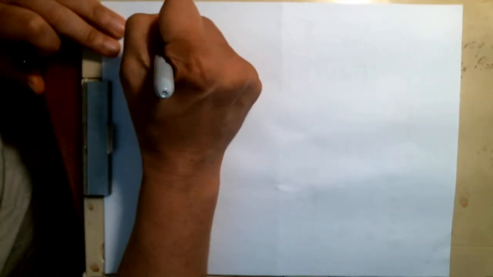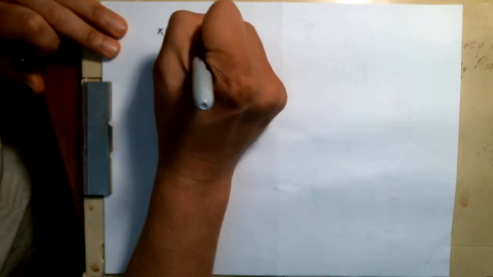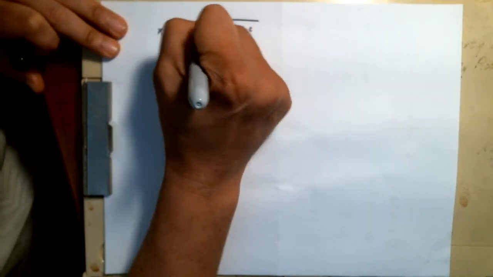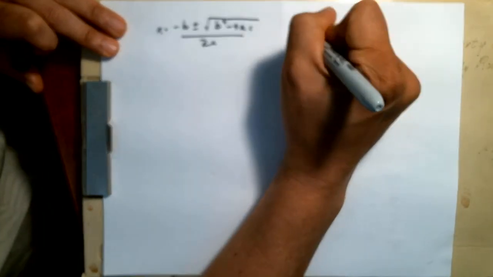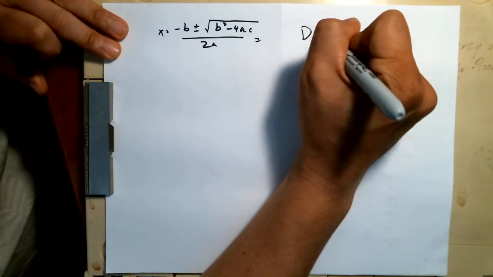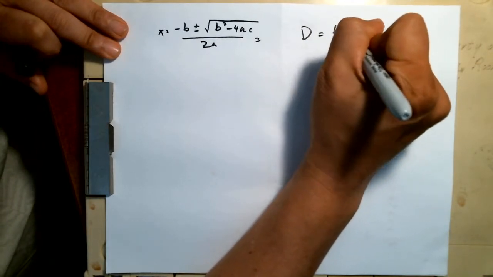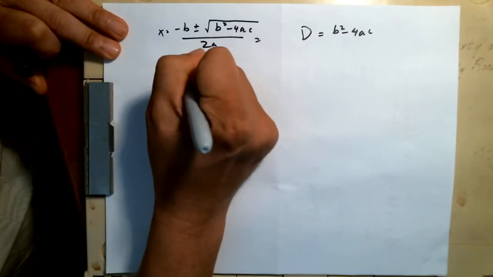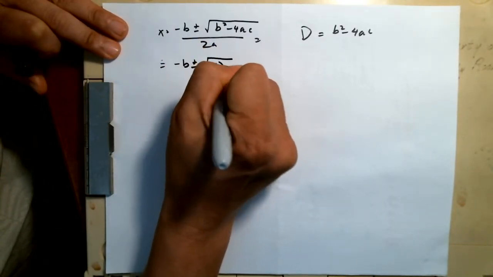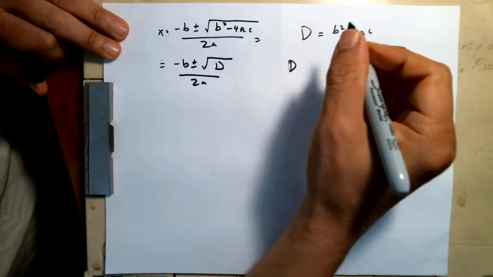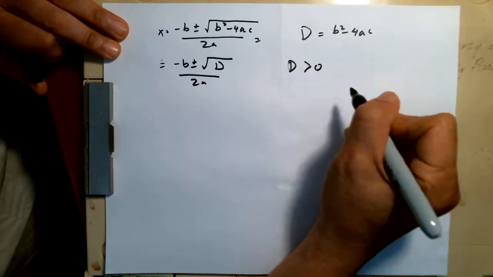Let's look at this one more time, the quadratic formula. X equals negative b plus or minus the square root of b squared minus 4ac, all over 2a. So we call the discriminant, I like to call it big D for discriminant, b squared minus 4ac. So it actually should be x is equal to negative b plus or minus the square root of D, all over 2a. So let's see what happens when D is greater than 0.